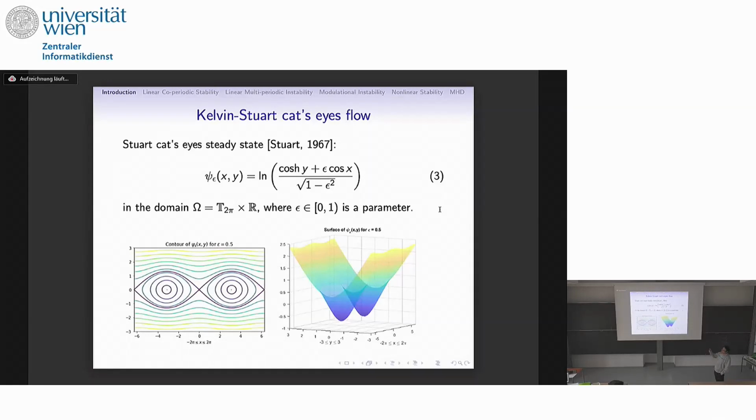The velocity is equal to 0. The magnetic potential is given by this function. So you have the magnetic field is like the velocity. The magnetic field is not 0, but velocity is identically equal to 0. So this is called the magnetic islands.